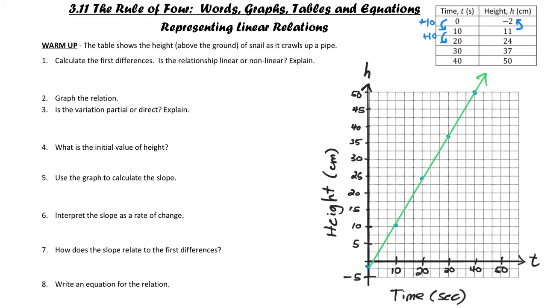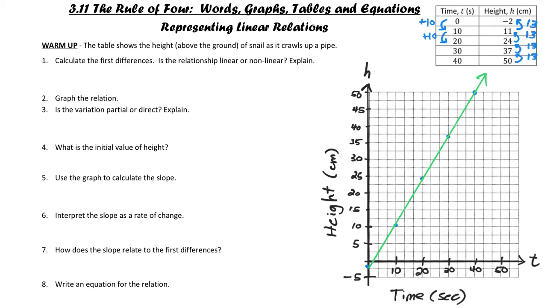Because those are consistent, that means that our first differences can actually mean something. If you get to the x side and they're all wonky all over the place, then there's no point in doing first differences. They won't mean anything. So what is 11 minus -2? 13. Thank you very much. 13. Can we just say the rest? 24 minus 11. 37 minus 24. And 50 minus 37.